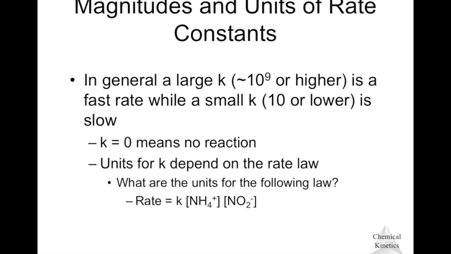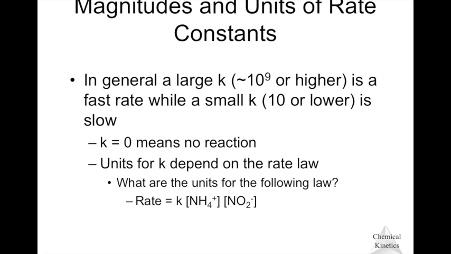So a couple things just to think about. In general, a large k, so if k is 10 to the ninth or higher, we call this a fast reaction, versus a smaller k, 10 or lower, we would call a slow reaction. If your k equals 0, well, that means your reaction is not happening at all. It has 0 rate. And things to remember is that the units for k depend on the particular rate law.